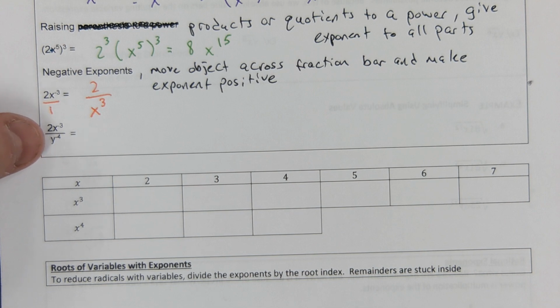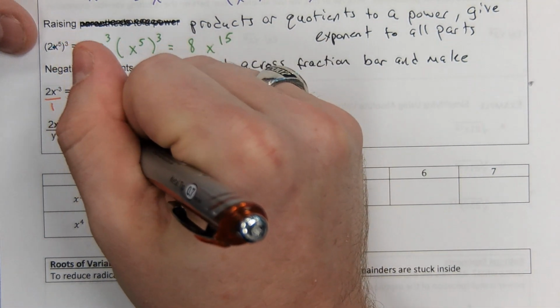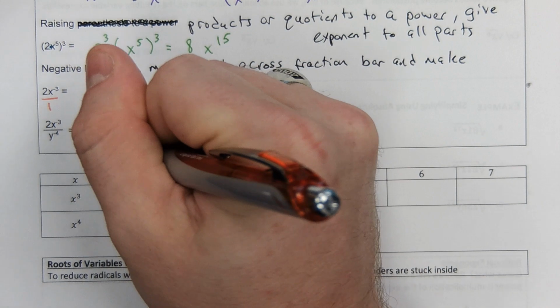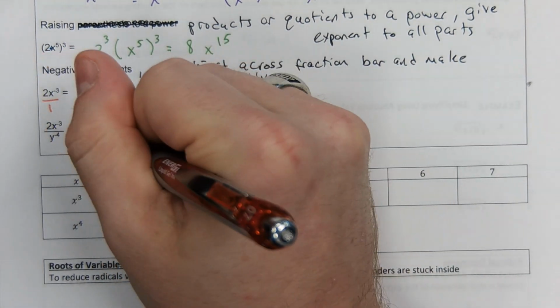This one. Does the 2 have a negative exponent? No, it doesn't. That means the 2 stays on top of this fraction bar. Does the x have a negative exponent? Sure does. Move it to the bottom then. And when it goes to the bottom, its exponent turns positive because you cross the fraction bar.